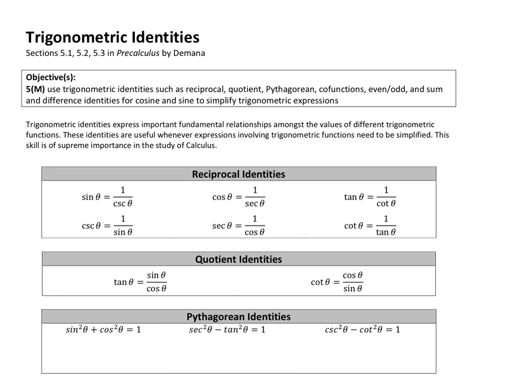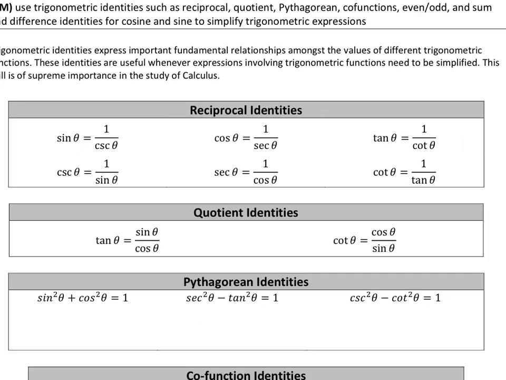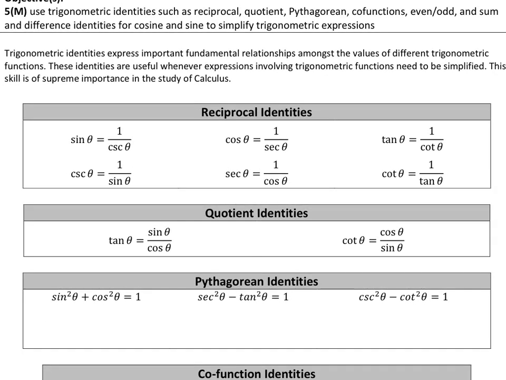But identities are somewhat familiar to us. You should know all of these reciprocal identities. Do those look familiar to you? We've used the reciprocal identities to know that they're reciprocals of each other, but now we're going to use these equation versions of the reciprocal identities to try to simplify different trig functions.